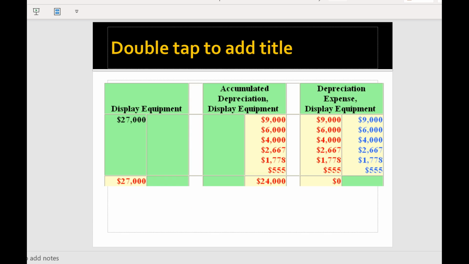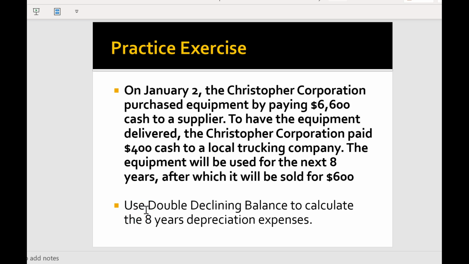Okay. I left in this video one practice exercise for you to try. So you can pause this video and look at this practice exercise and try. What is the double declining balance of this asset?